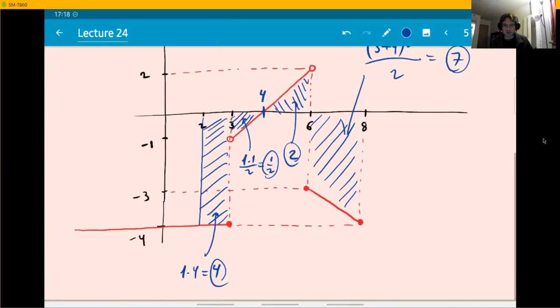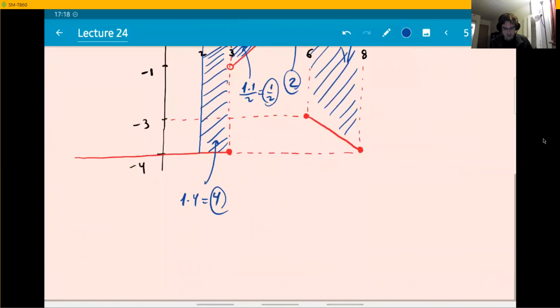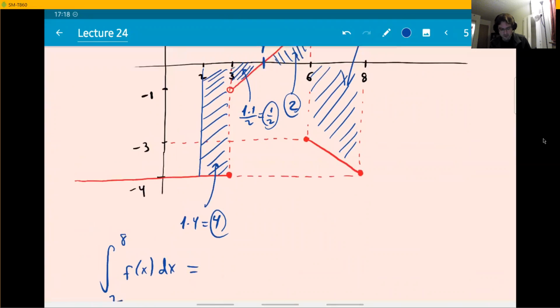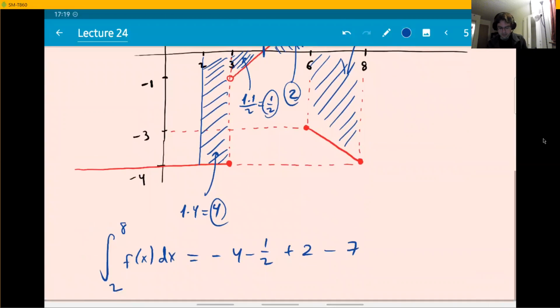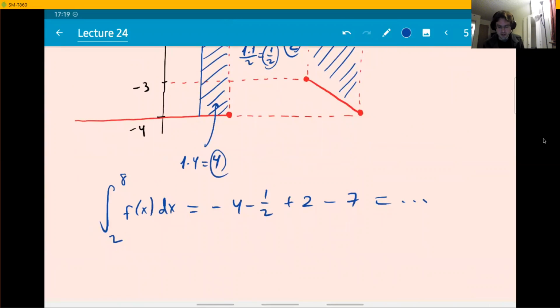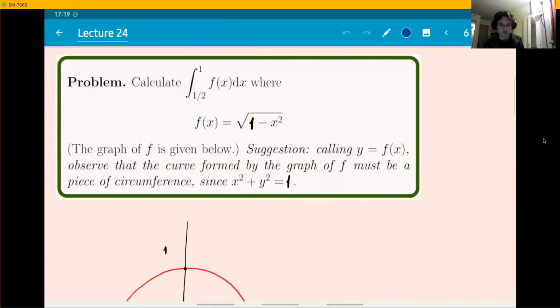Given all of these areas, the integral of f of x between 2 and 8 is, so the 4 and the 1/2 are negative, the 2 is positive, and the last 7 is also negative. And whatever this number is, that's going to be the value of this integral, done by geometry. I have one more example of geometry here.